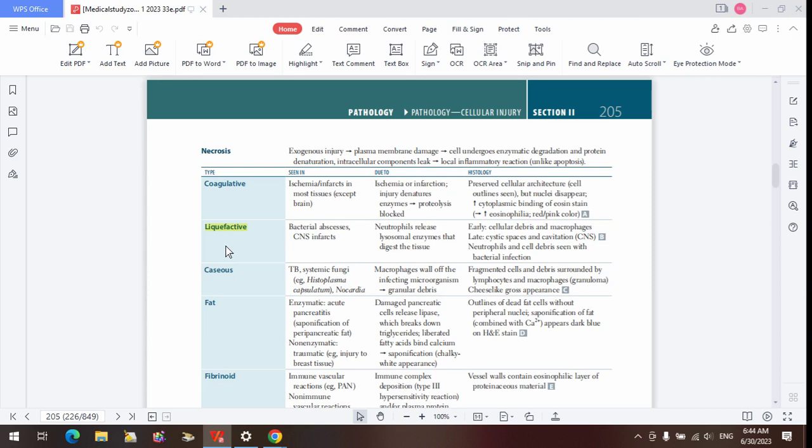So liquefactive necrosis happens when there's a CNS infarct. When there is hypoperfusion of the CNS, the brain, instead of having coagulative necrosis, has liquefactive necrosis. Or you can see it following bacterial or fungal infection, because those release enzymes that will degrade the tissue and make it liquefied.